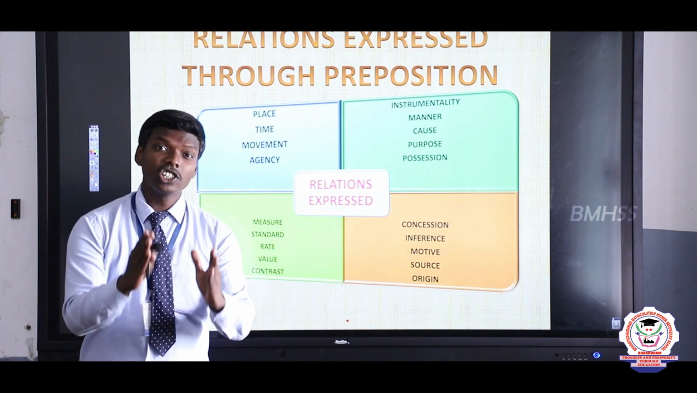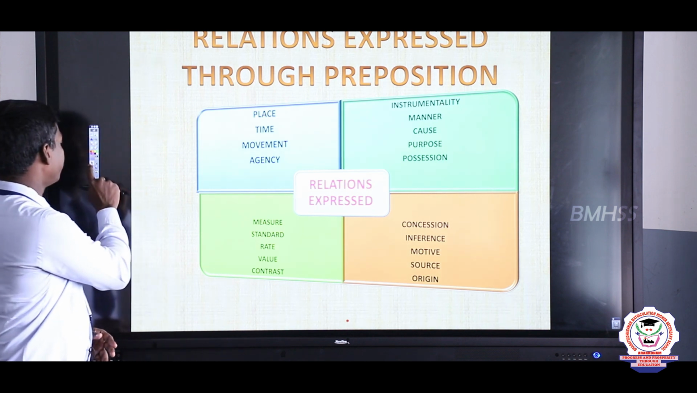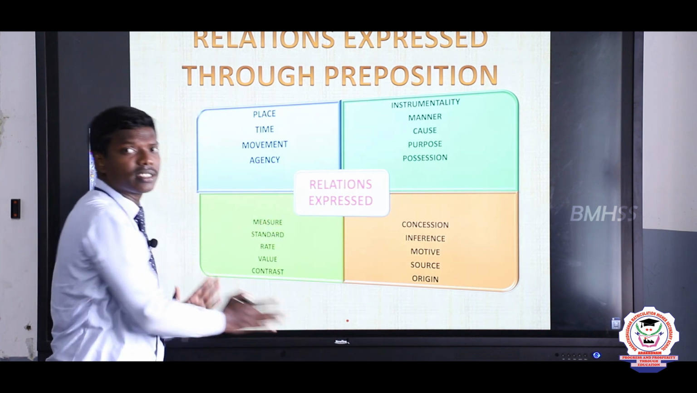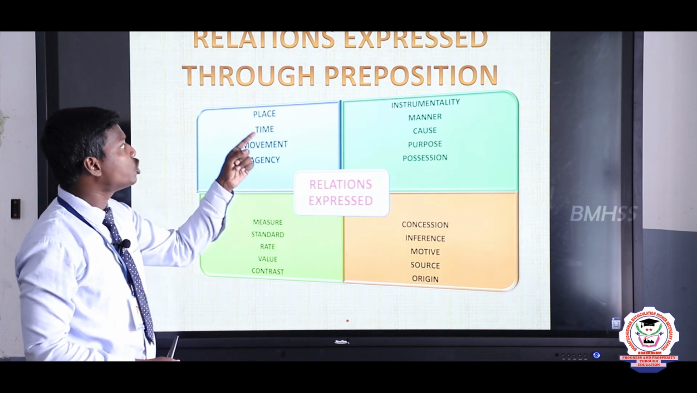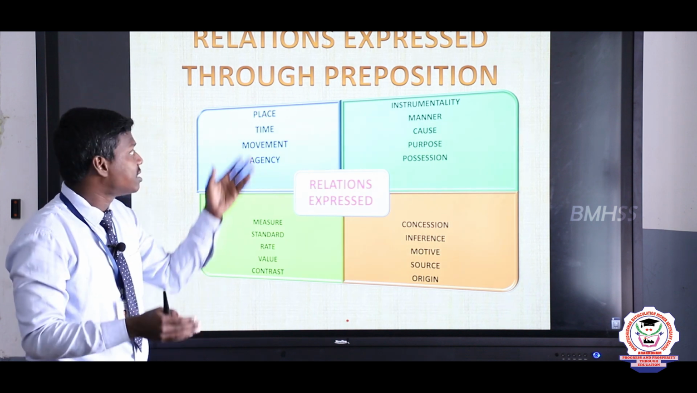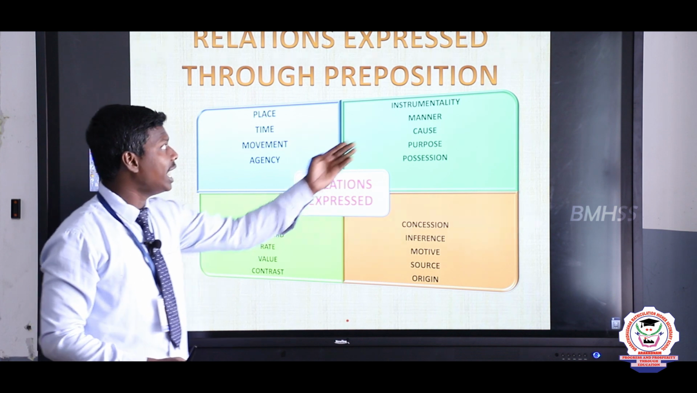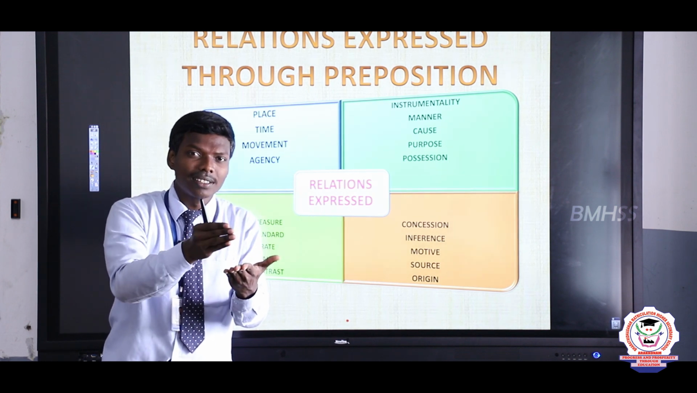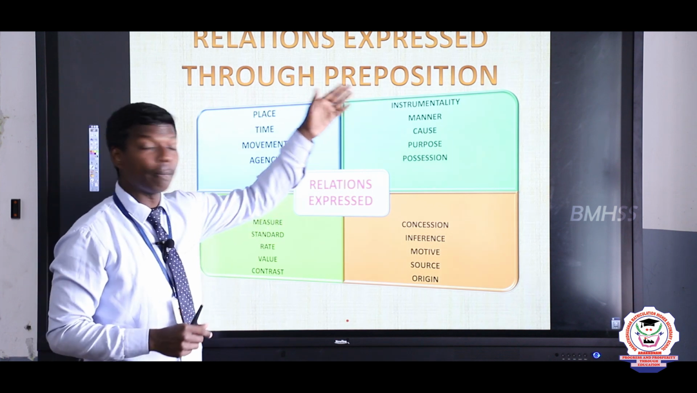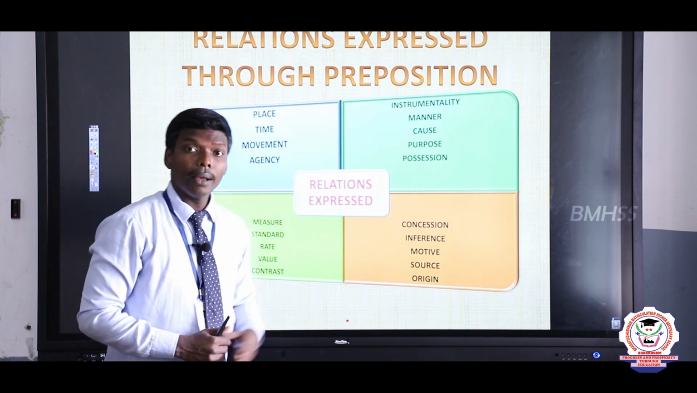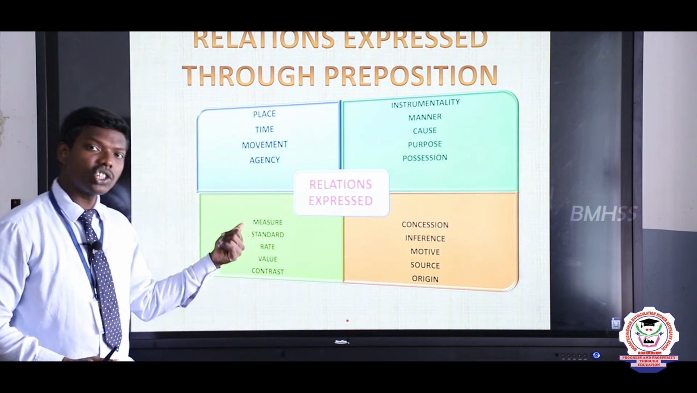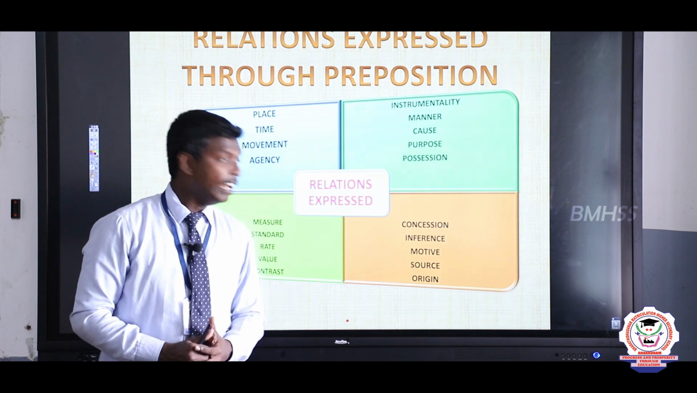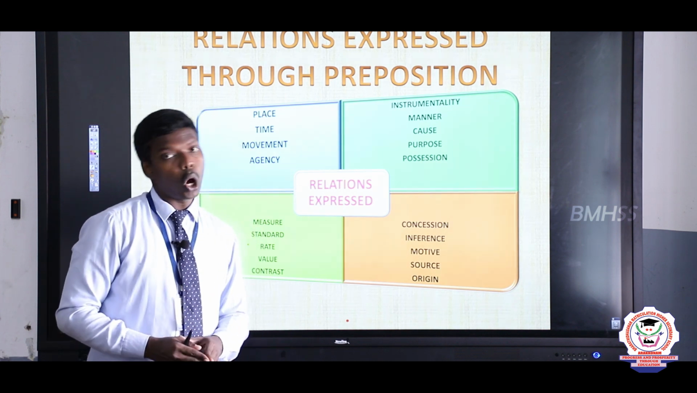Now we are going to see the relations expressed through preposition. Students, if you keenly observe, the preposition itself expresses all these relations. For example, preposition of place, time, movement, agency, and instrumentality. Whenever you are using something, for example, I cut the vegetables with a knife. Here, with is a preposition. Then manner, cause, purpose, possession, measure, standard, rate, value, contrast, concession, inference, motive, source, origin.